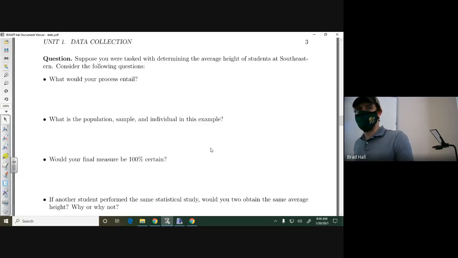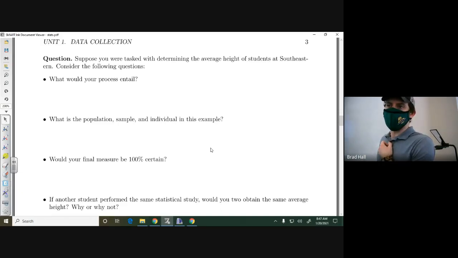In this example, anyone? Want to give it a shot? No? Crickets? The population here, so who are we trying to generalize to? What group? Yeah, students at Southeastern.